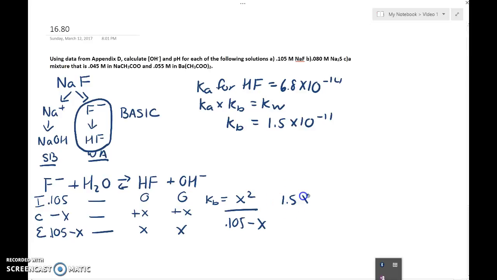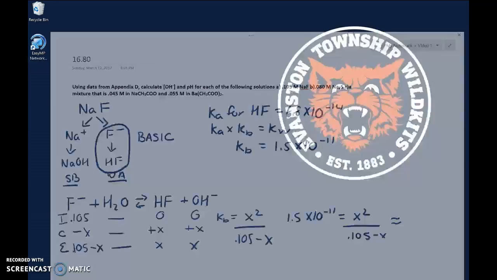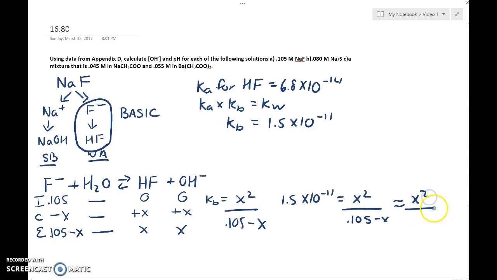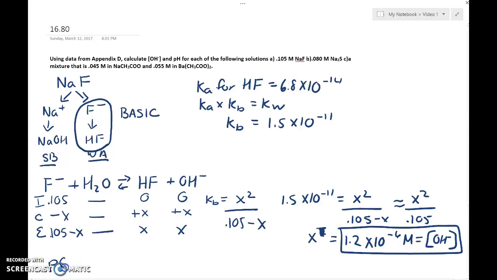So I just jump back down here. I'm going to make my approximation since I have a small K. This is not x squared, it's just going to be x. It turned out to be 1.2 times 10 to the negative 6th molar, which is my concentration of OH minus. So that was one of my answers. I took the negative log of that number, and I got the pOH to be 5.9. 14 minus the pOH gives me the pH, and I got 8.1. So that should be quite straightforward.